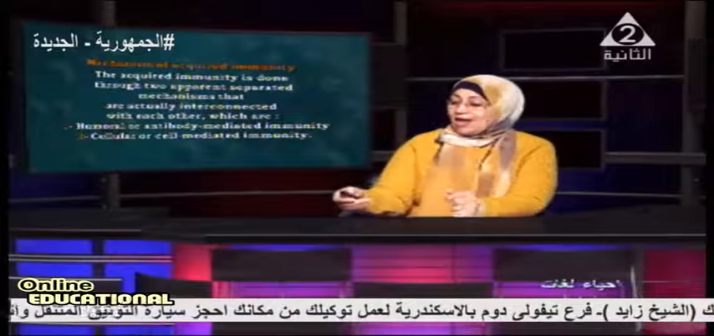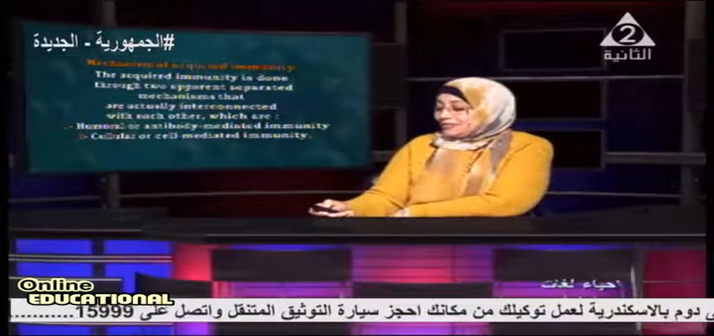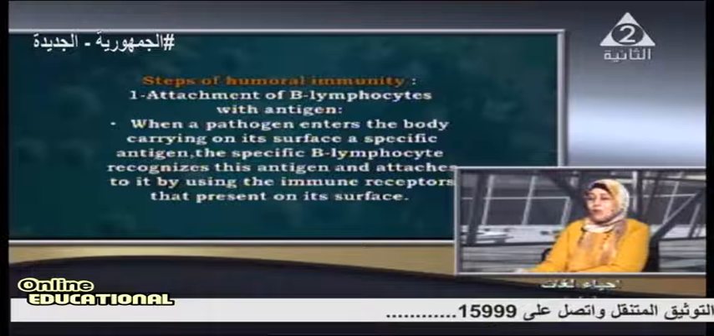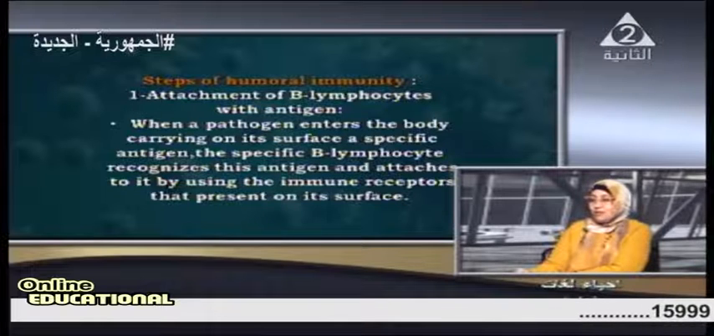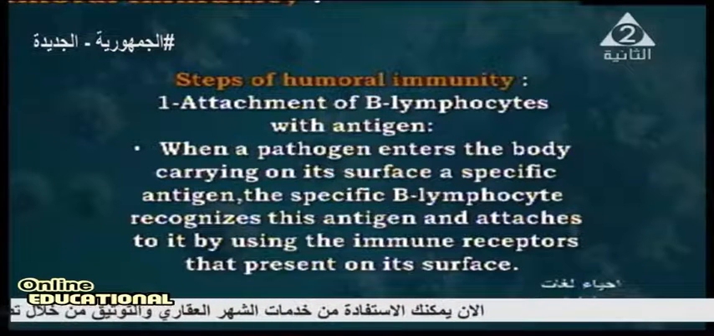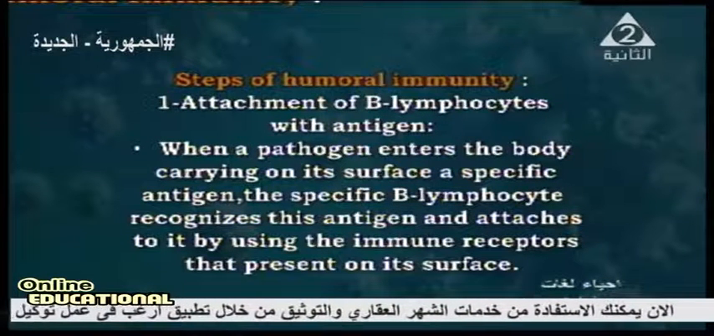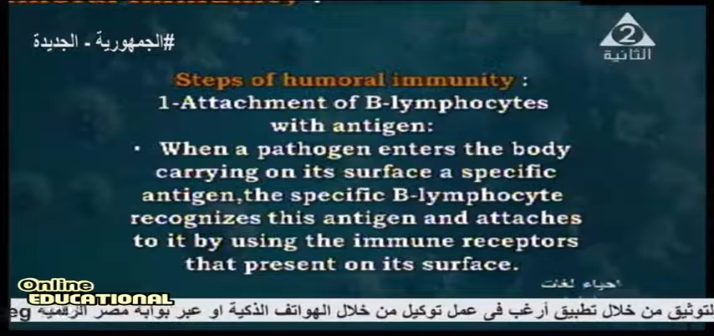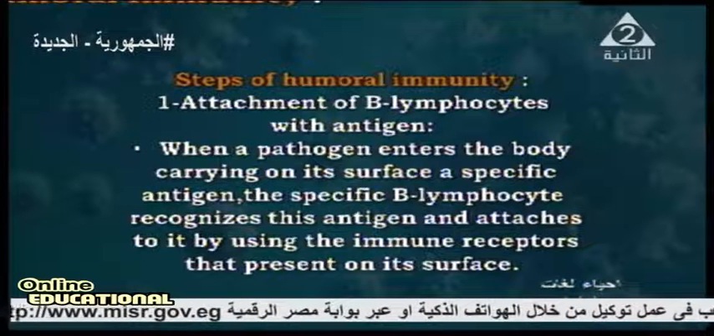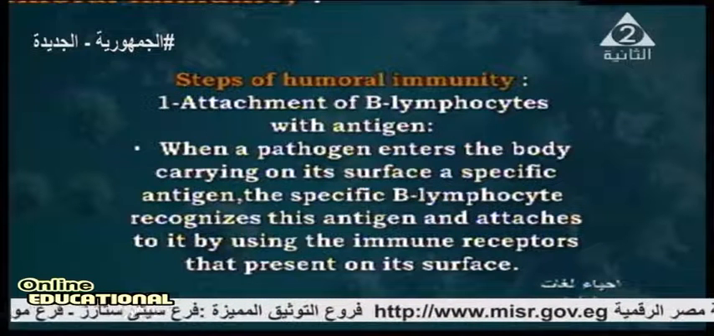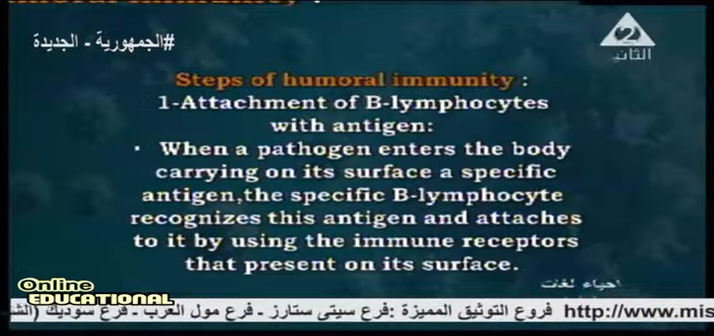Okay, now we are going to see what happens. What are the steps of humoral immunity? Number one, attachment of the B lymphocyte with antigen. Antigen is coming from the bacteria or viruses. The attachment means to adhere to it. Adhere means to catch this antigen.